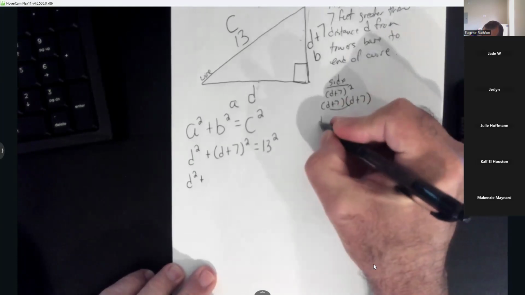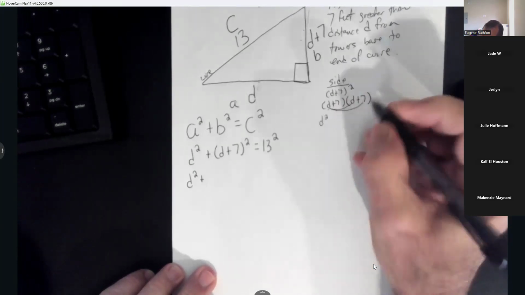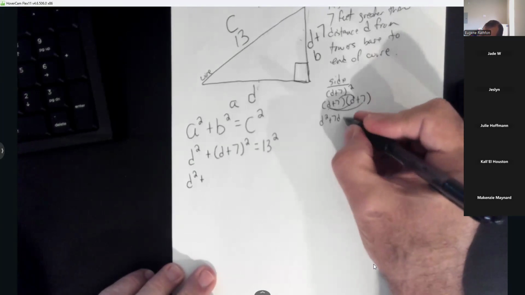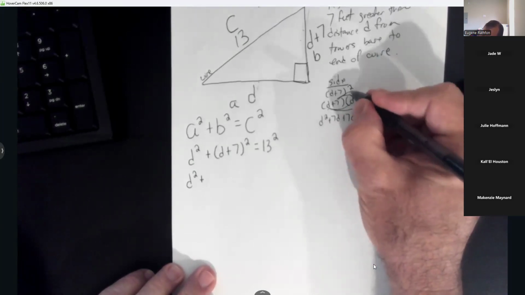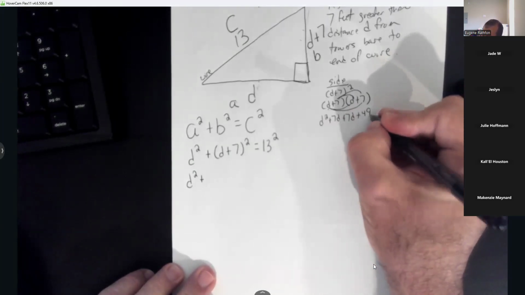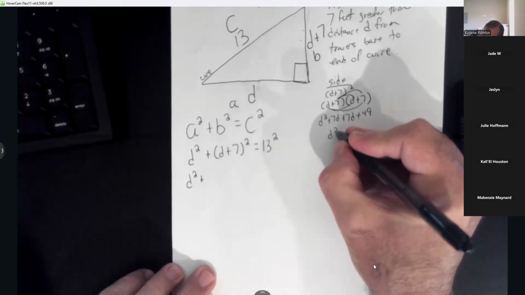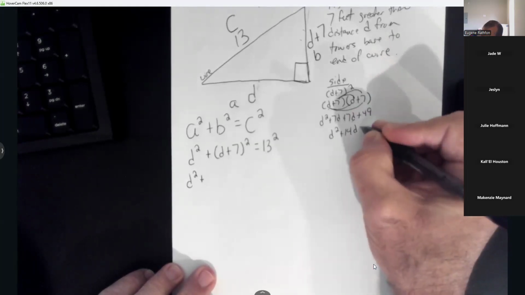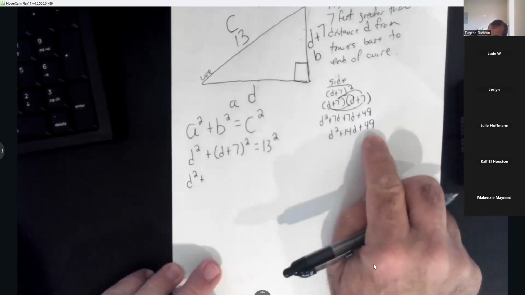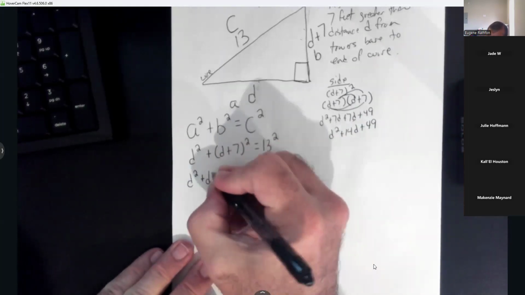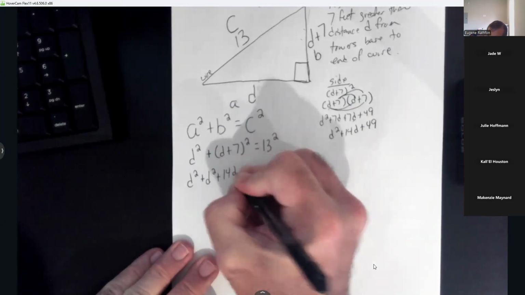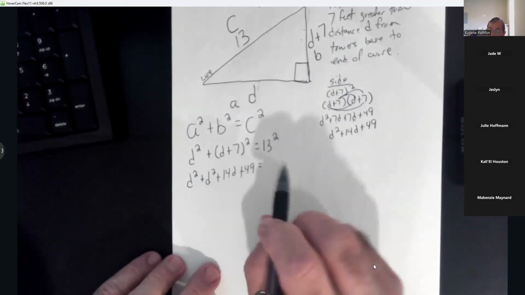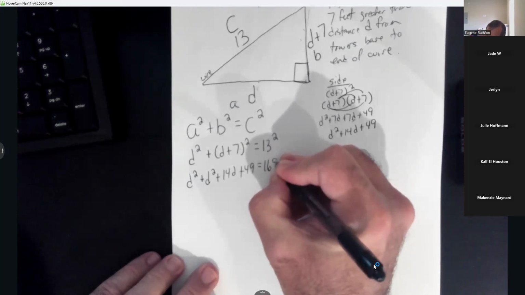So D times D is D squared. D times 7 is 7D. 7 times D is 7D. And then 7 times 7 is 49. So this will give me a D squared. 7D plus 7D is 14D plus my 49. So this will replace this. D squared plus 14D plus 49. All right, 13 times 13 would be 169.